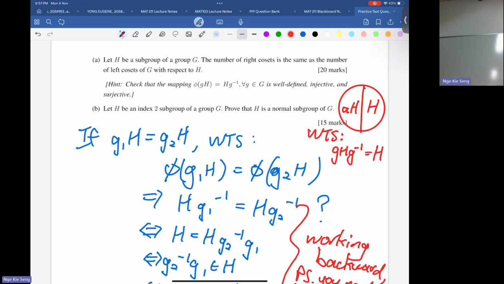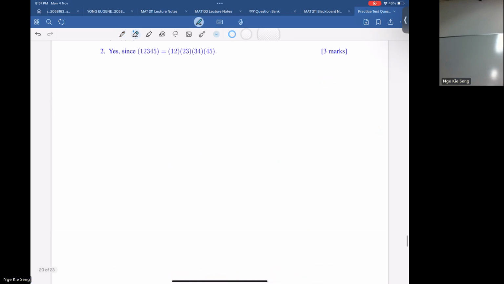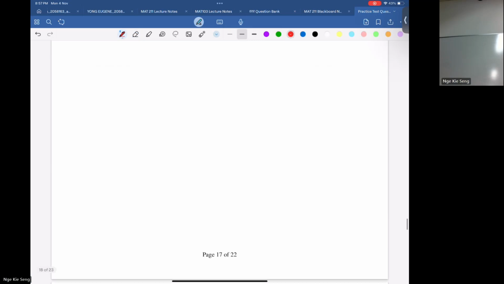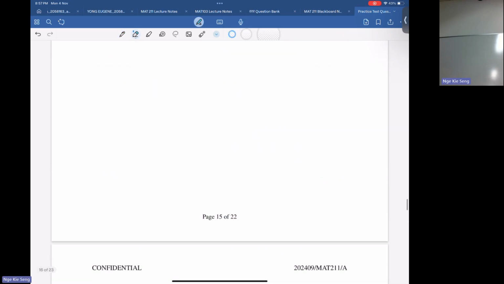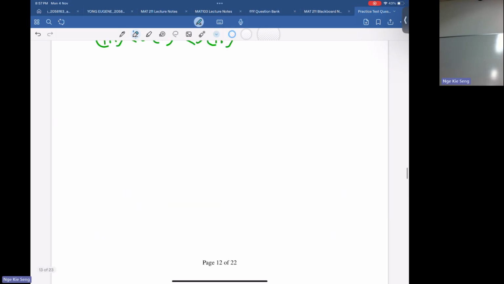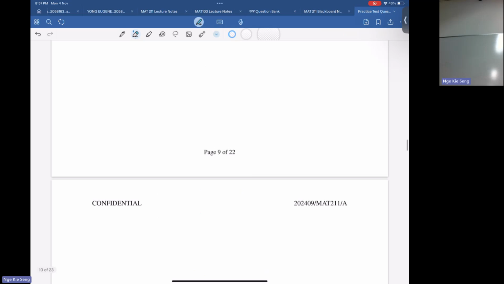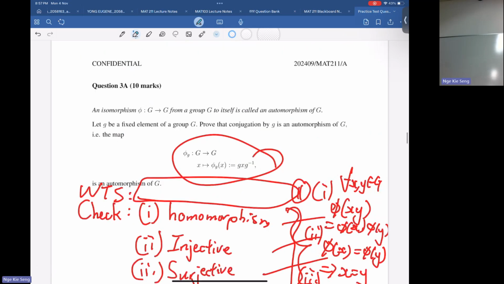There are a few ways to approach this. If you use these questions, how many? Where did we show the automorphism thingy? This automorphism here, GHG inverse is what? Is H. Sorry, is H or not? Well, I think it's not.